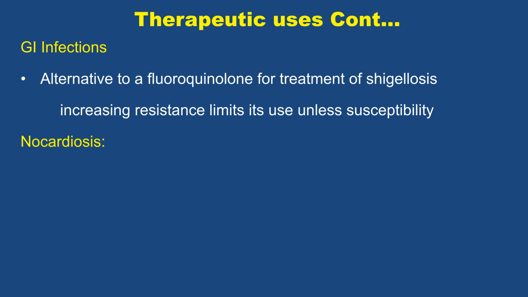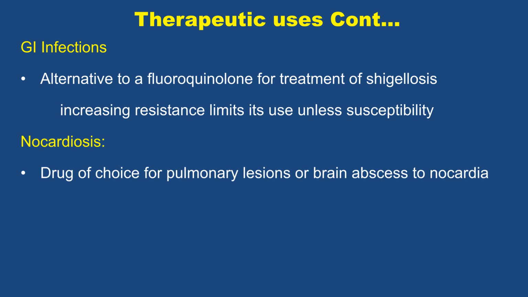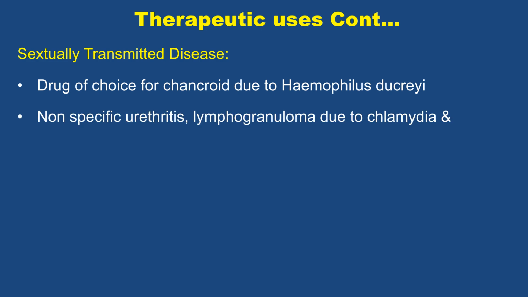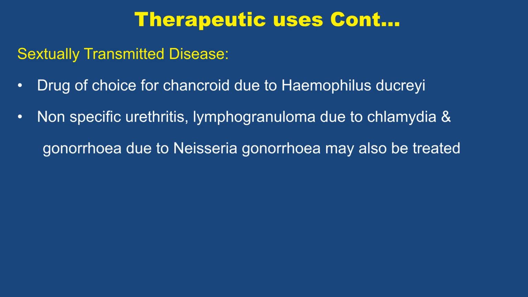Coming to nocardiosis, it is a drug of choice for pulmonary lesions or brain abscess due to Nocardia. Coming to brucellosis, they can be effective against brucellosis in combination with gentamicin. Coming to STDs, or sexually transmitted diseases, it is a drug of choice for chancroid due to Haemophilus ducreyi. Non-specific urethritis, lymphogranuloma due to chlamydia, and gonorrhea due to Neisseria gonorrhoeae may also be treated by this combination therapy.